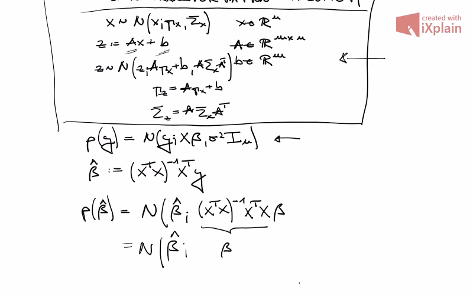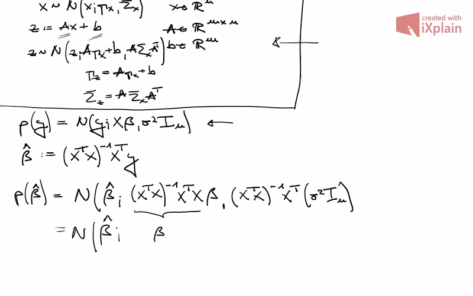The next thing is the covariance matrix of the beta estimate. What do I get there? If you again think of what A is. That thing in front of y, times sigma squared, and then again the transpose of the thing in front.